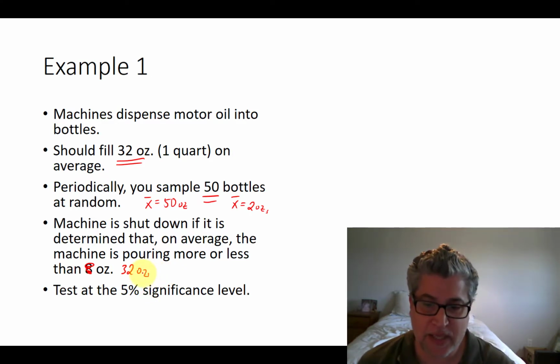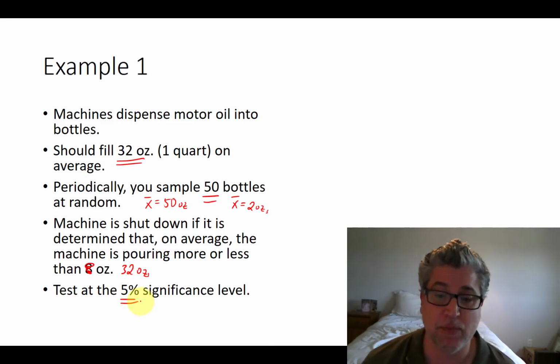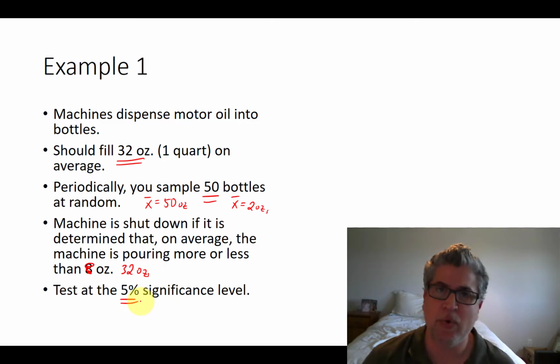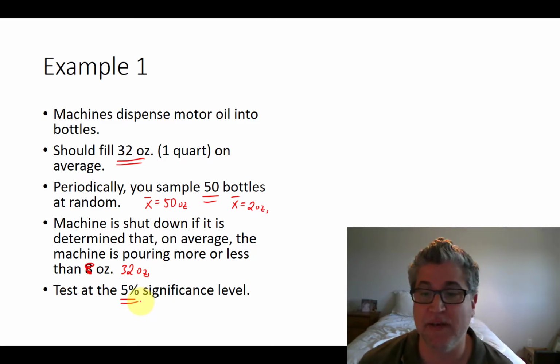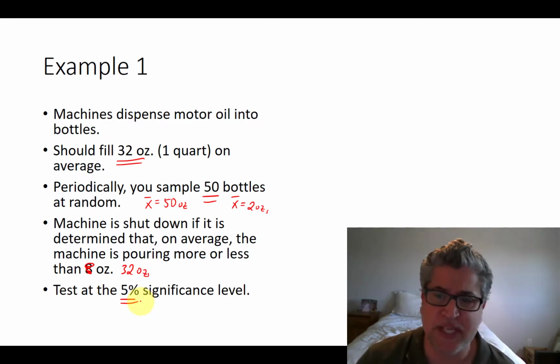Now we're going to test, and this is up to us, at the 5% significance level. So before we've ever collected our sample, we decide we want a 5% significance level, or put another way, 95% confidence that our factory is working properly. So how do we run this test?